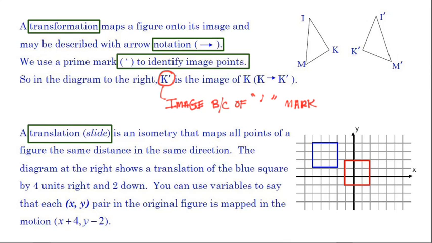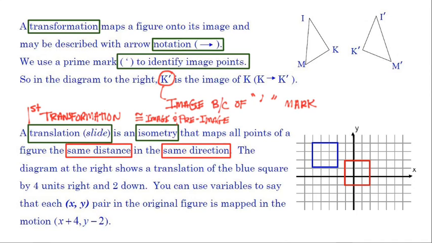And then our first actual transformation is a translation, which is a slide. So it says it's an isometry, which means that it leaves us with a congruent shape, and all the points move some distance in some direction. So same distance in same direction. We'll also often draw an arrow to show what that is, and we keep track of that with the change in x and the change in y.